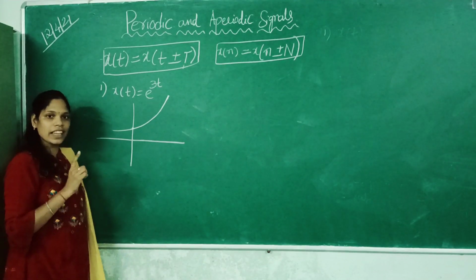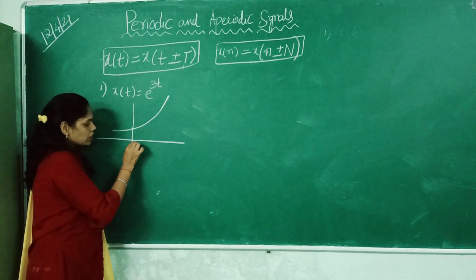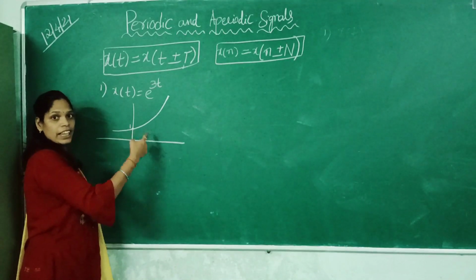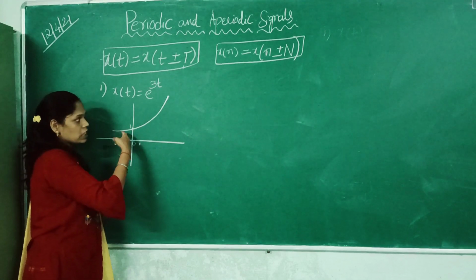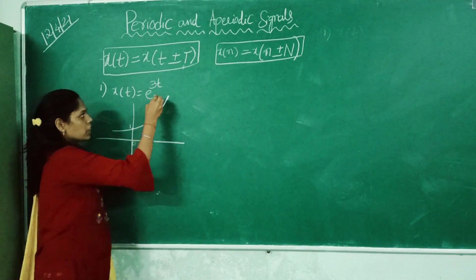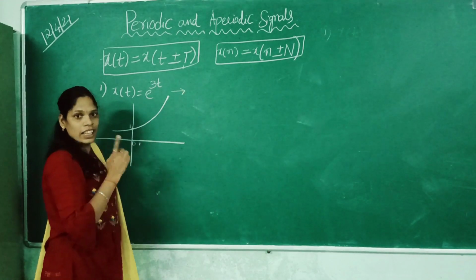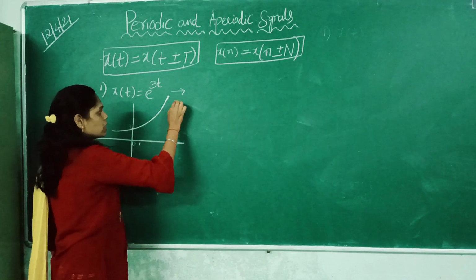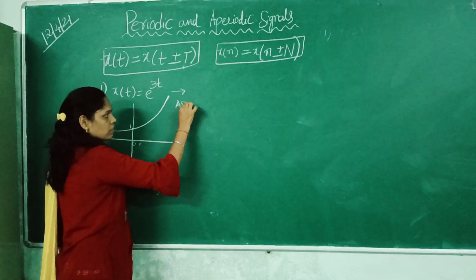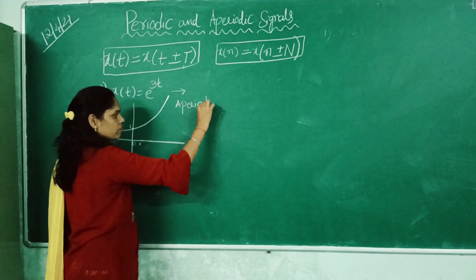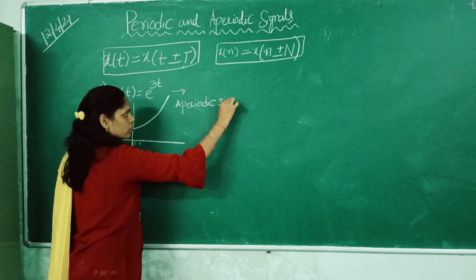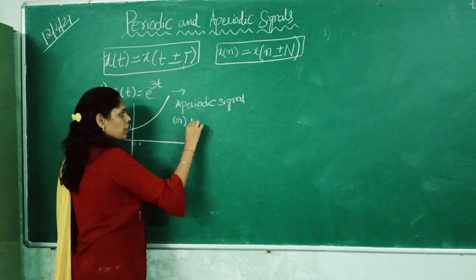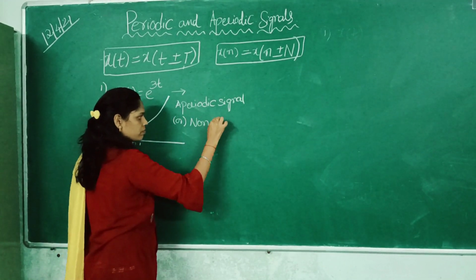An exponentially increasing function is nothing but at t equal to 0, I have the value 1, at t equal to 1, I have another value, and at t equal to 2, I have another value. So this is an exponentially growing function. Then this signal is not periodic in nature, that is, it is not repeated after a certain time period. So this signal is nothing but an aperiodic signal, or we can say a non-periodic signal.